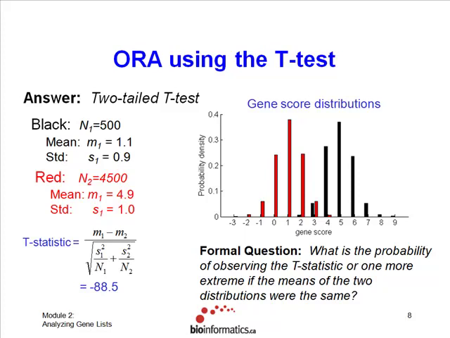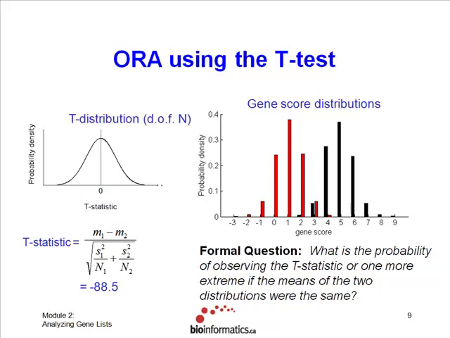Right? And basically what it is is the difference between the means divided by some measure of the variation in the data. Right? And the question you're asking is, what's the probability of observing the t-statistic that you measure, or one more extreme, if the means of the two distributions were the same? Right? So this here is a distribution of what the t-statistic would be, given the number of black balls and the number of red balls, if the null distribution was true, meaning that they came from a distribution that had the same mean.